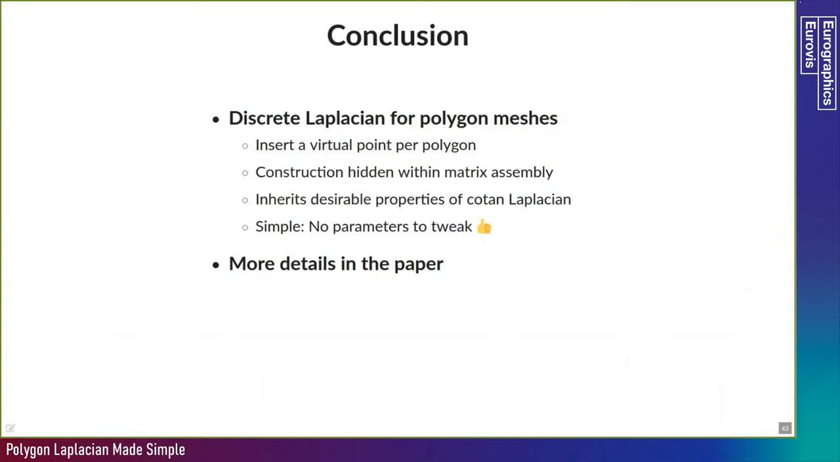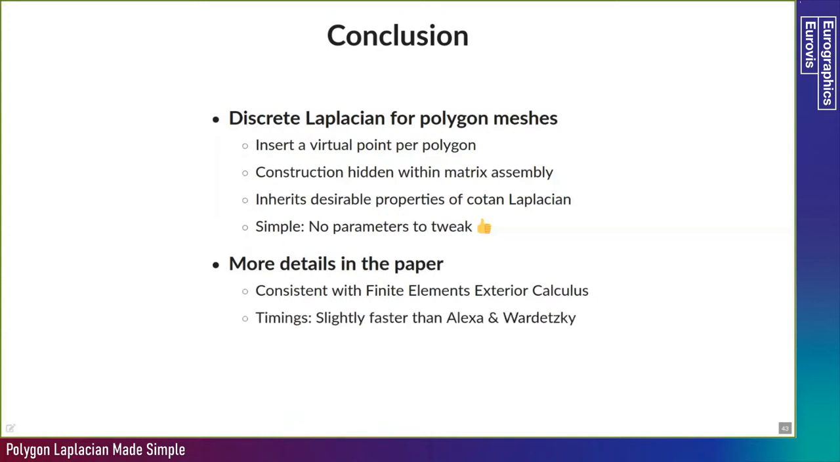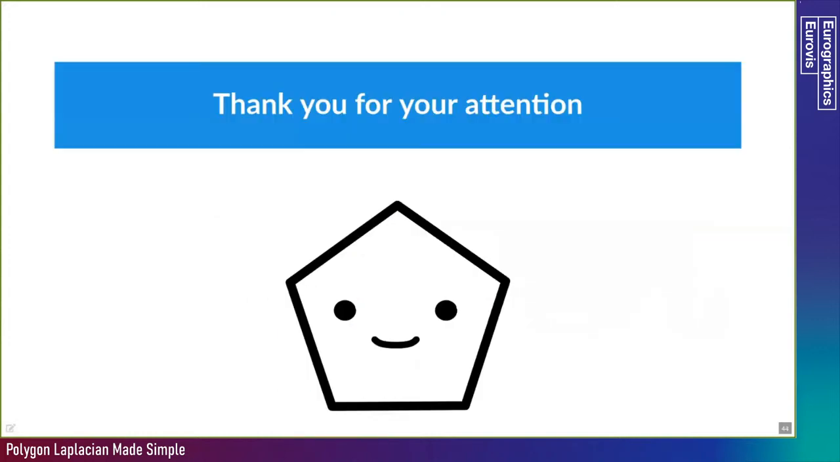An additional nice feature is that our theory is consistent with the finite element exterior calculus. With the help of the Whitney basis functions, we are able to define a prolongation operator for 0, 1, and 2 forms, enabling us to define the respective Hodge operators. Constructing our Laplacian is also faster than the Nexus state-of-the-art polygon Laplace, which is a nice detail for real-world applications. So, if you want to try our new Laplacian, we published the source code on GitHub under the following link, and thank you for your attention.